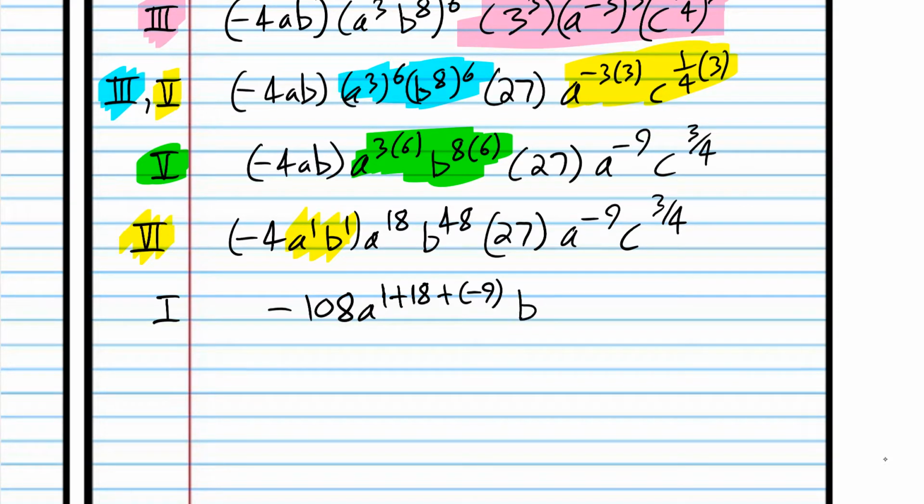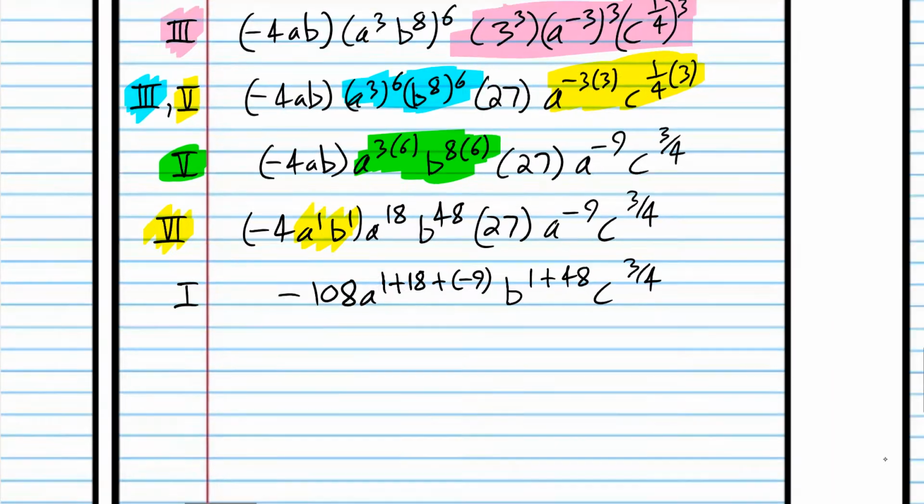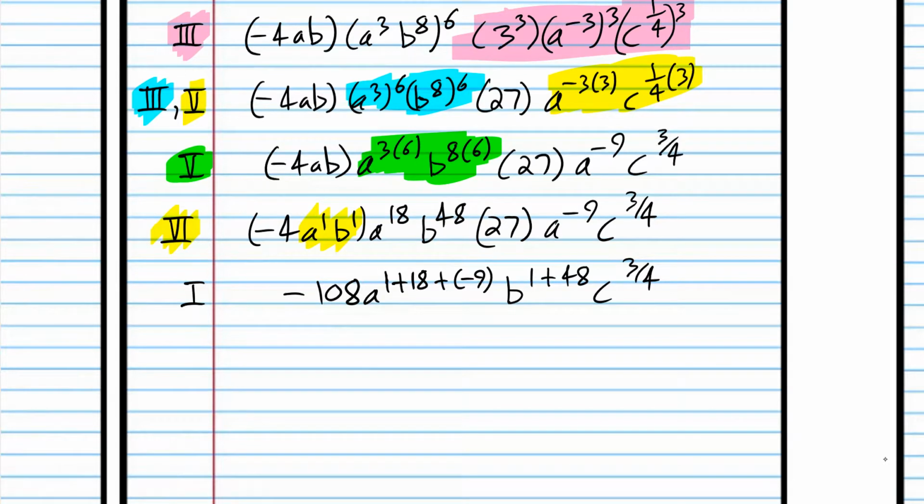And the b's, we have b to the 1 plus 48 and we have c to the 3/4. So now let's go back and make sure that we did this correctly. Everything looks right.